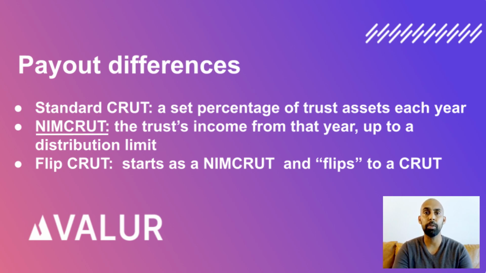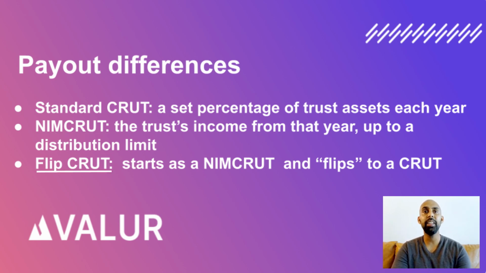On the other hand, with the NIMCRUT, you are still entitled to that same annual percentage of trust assets outlined in a Standard CRUT. However, you'll only receive the lower of the trust income from that year or that set percentage of trust assets. In other words, if the trust doesn't have enough income to pay out that fixed percentage of trust assets, you'll only receive whatever income the trust did generate. Now, critically, any amount that you're underpaid in a given year can be paid out in future years if there is enough income generated in the trust. Essentially, if you're underpaid, that amount accrues and you can get it distributed later on.